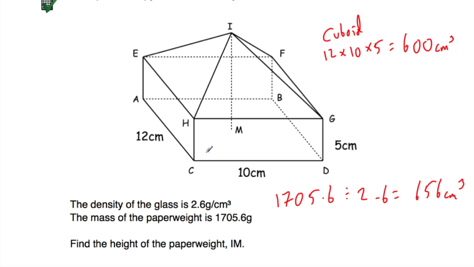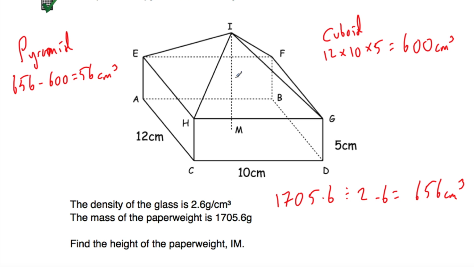So that's the volume of the cuboid. So now if we take away the volume of the cuboid from the total volume, that'll tell us the volume of the pyramid. So let's do that. So for the pyramid, if we do 656, take away 600, that's equal to 56. So that means the volume of the pyramid is 56 centimeters cubed. So that's the pyramid, which is EFGHI, that rectangular base pyramid on top of the cuboid.